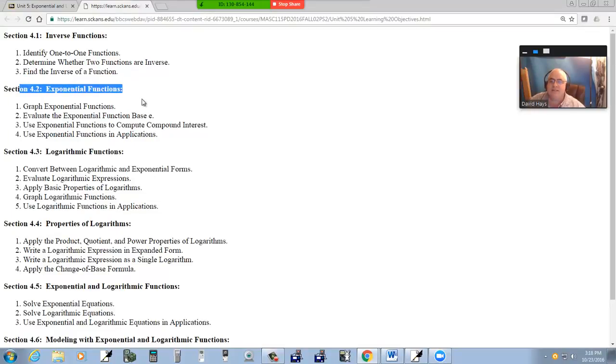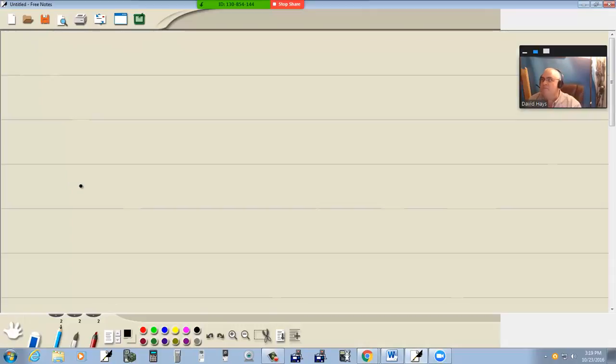And let's take a look at section 4.2, exponential functions. Now step 1, we want to graph exponential functions. Let's say we had f of x is equal to 3 to the x minus 1, plus 2. Now this is an exponential function. If you're wondering what identifies an exponential function, if you've got a variable in the exponent, that's an exponential function.